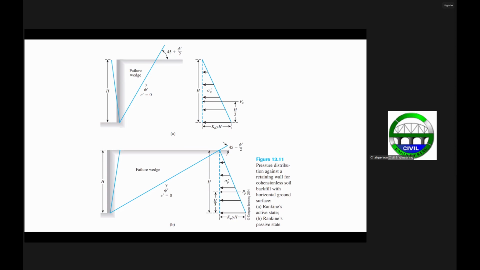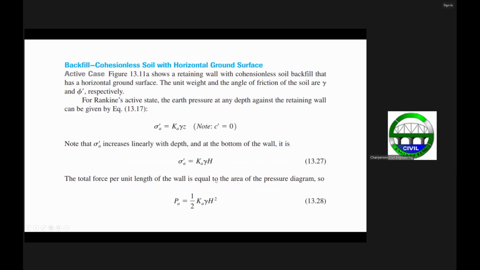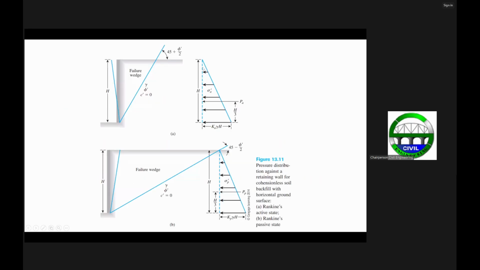And then the total active force per unit length of wall is equal to 1/2 K sub A gamma H squared, which is just the area of this pressure diagram: 1/2 H times this term, which will give you H squared. The location of the force is the centroid of the triangle, that's H over 3. And again, here you have the failure slip plane.